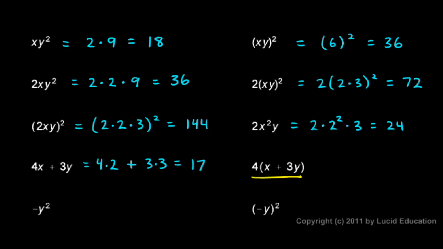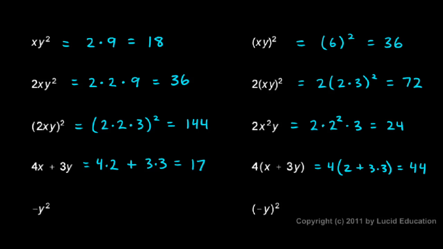Now in this case, 4 times (x plus 3y). Let's rewrite this. 4 times, instead of the x, I'll write a 2. And instead of the 3y, I'll write 3 times 3. Now let's get a value here. This is 2 plus 9. So that's 11 in the parentheses. And we have 4 times that 11. And 4 times 11 is 44.